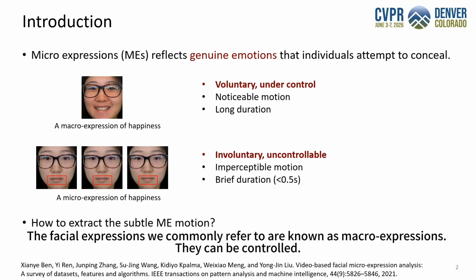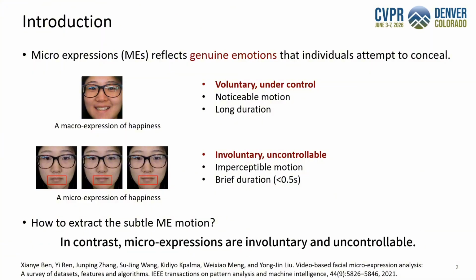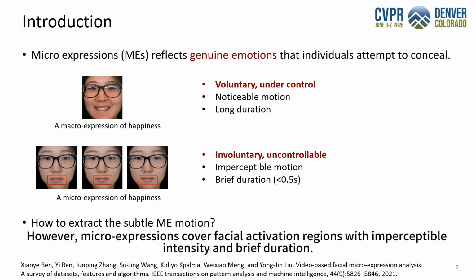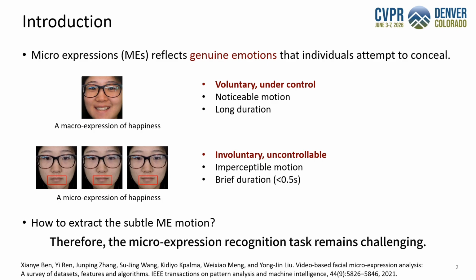The facial expressions we commonly refer to are known as macro-expressions. They can be controlled. In contrast, micro-expressions are involuntary and uncontrollable. Due to this property, micro-expressions can reflect genuine emotions that individuals attempt to conceal. However, micro-expressions cover facial activation regions with imperceptible intensity and brief duration. Therefore, the micro-expression recognition task remains challenging.